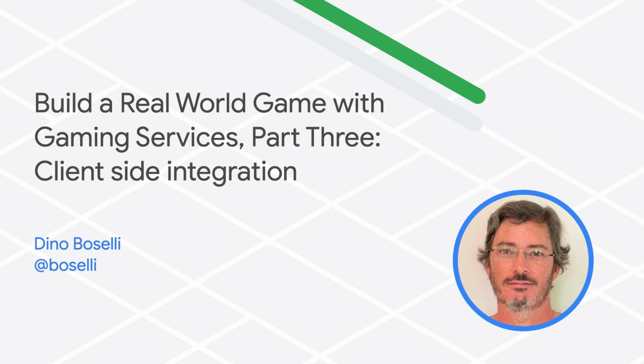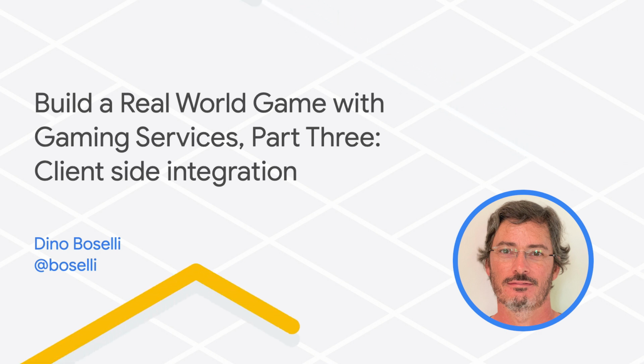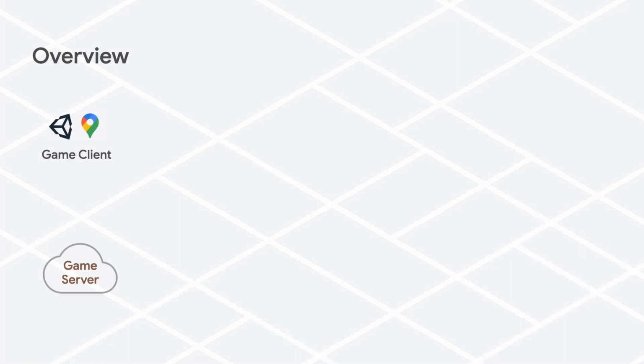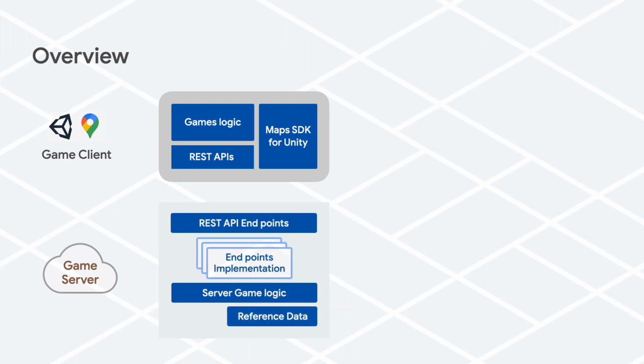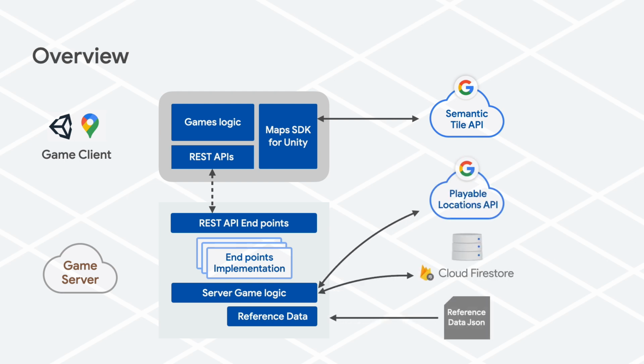The objective for this series is to create a simple mobile game that uses Maps gaming services to create interesting gameplay. In the first and second videos of the series, we focus on the setup of both game client and game server, with an emphasis on the integrations with Maps SDK for Unity and Playable Locations API. In this third video, we'll illustrate the game client-server integration with two specific examples. First, we'll detail how the game loads and processes spawn locations, and then we'll look at the lifecycle of a game location by reviewing the battle flow. With that in mind, let's get started.